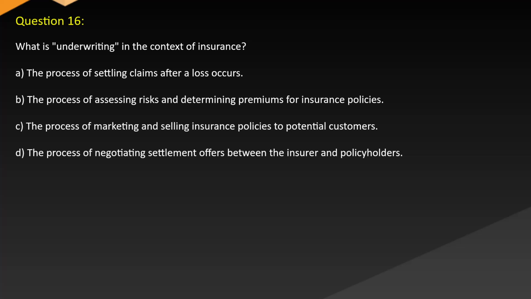Question 16. What is underwriting in the context of insurance? A. The process of selling claims after a loss occurs. B. The process of assessing risks and determining premiums for insurance policies. C. The process of marketing and selling insurance policies to potential customers. D. The process of negotiating settlement offers between the insurer and policyholders.